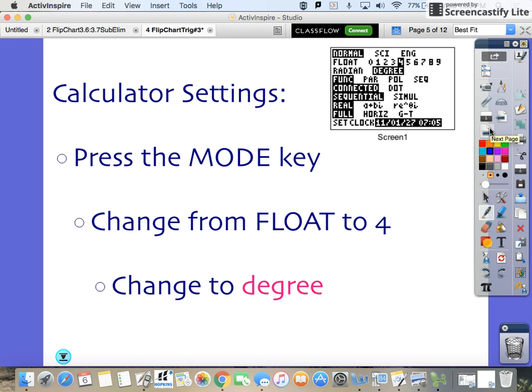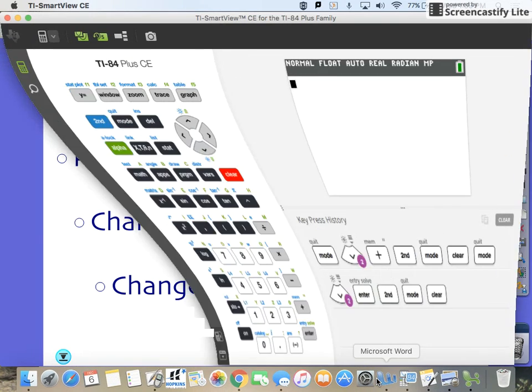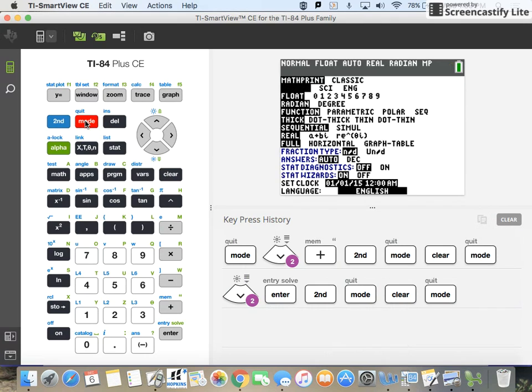Before we start, we need to make sure our calculator settings are good to go. What we're going to do is press mode. Make sure that we float to 4. Basically, that means we're going to have our calculator round to the 4th decimal place for us. And then we're going to change it to degree mode because we're going to be using angles, which are measured in degrees. So we're going to hit mode.